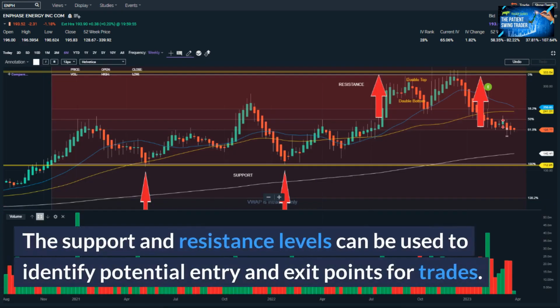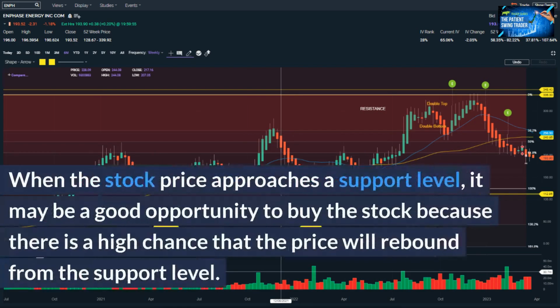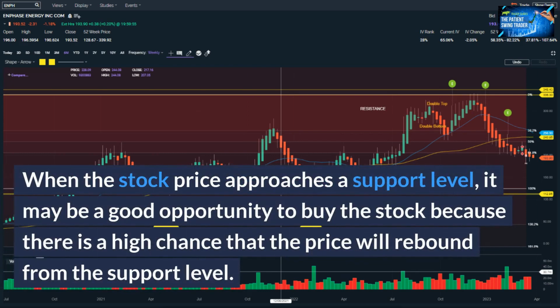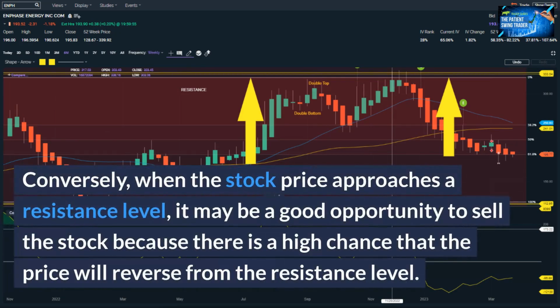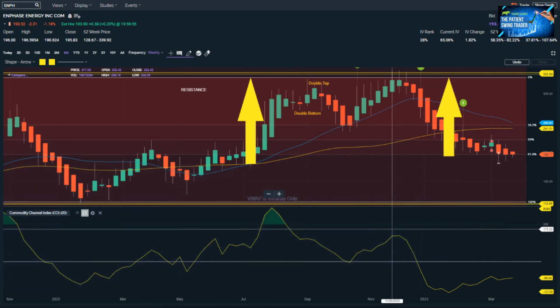The support and resistance levels can be used to identify potential entry and exit points for trades. When the stock price approaches a support level, it may be a good opportunity to buy the stock because there is a high chance that the price will rebound from the support level. Conversely, when the stock price approaches a resistance level, it may be a good opportunity to sell the stock because there is a high chance that the price will reverse from the resistance level.